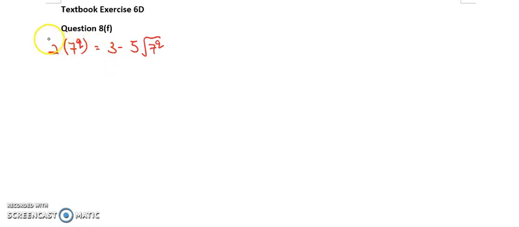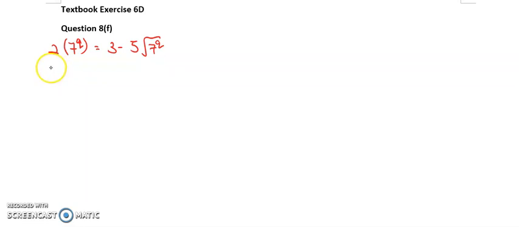In this equation we have three terms. The first is 2 times 7 to the power q, the second term is 3, and the third term is negative 5 square root 7 to the power q. So we have three terms, and the unknown power exists in 2 of them. So we can aim to do a substitution here. But before we do a substitution, we have to figure out what to substitute.